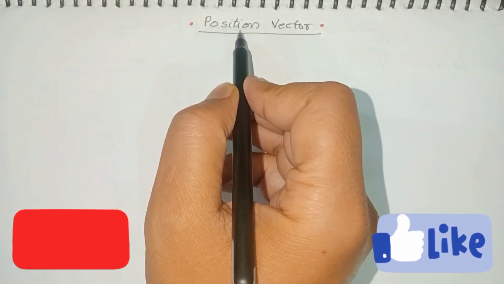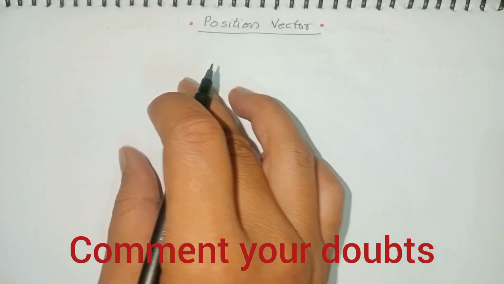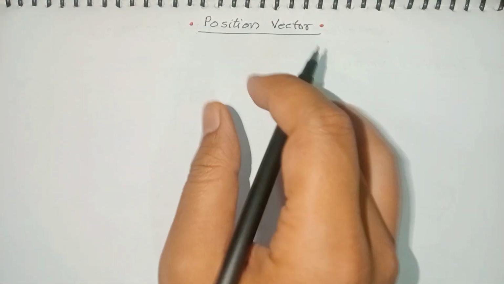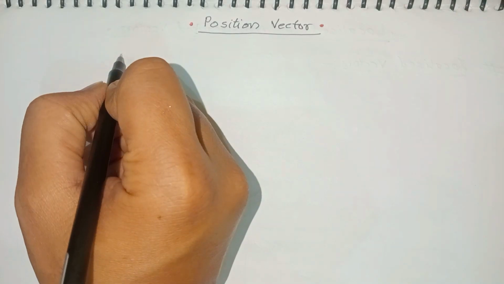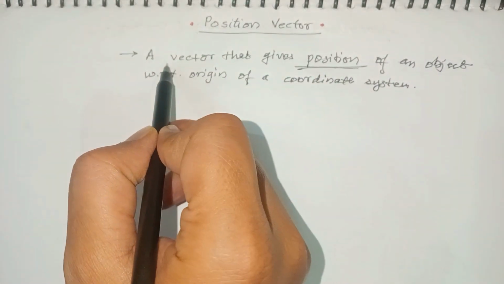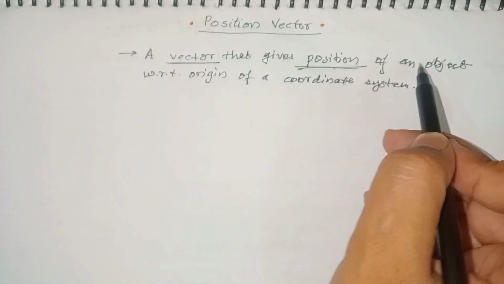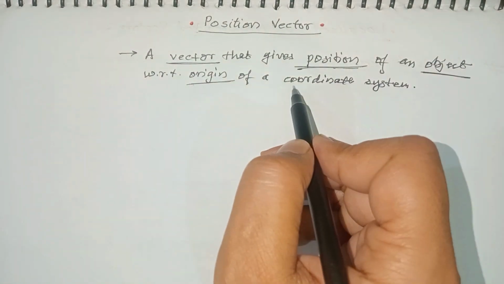Let's study about position vector. What is position vector? The name suggests it describes the position of an object with respect to origin. Okay, let's define. This is the definition: a vector that gives position of an object with respect to origin, and this origin of what?